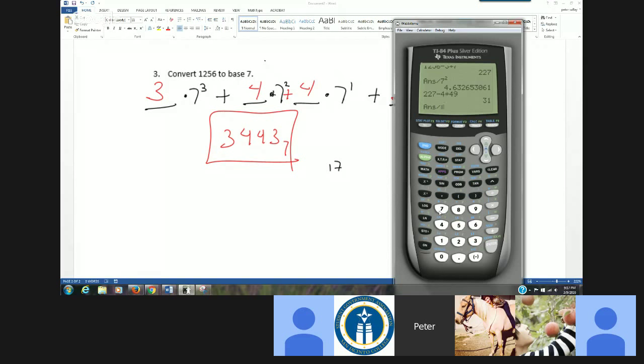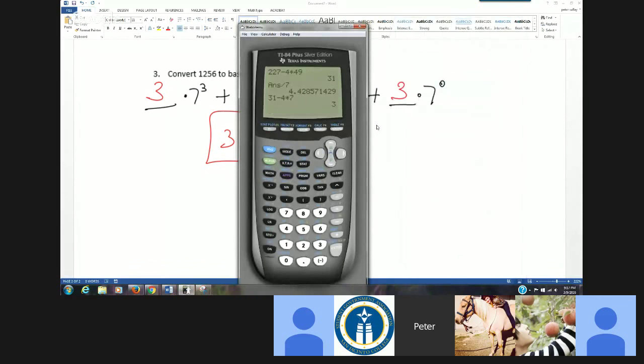So take that divided by 7. Goes in there 4 times with a remainder. So 31 minus 4 times 7. And I get 3, and that's that last position. That's where I get the 3 from.